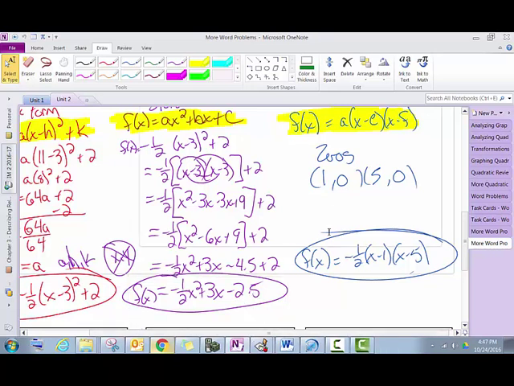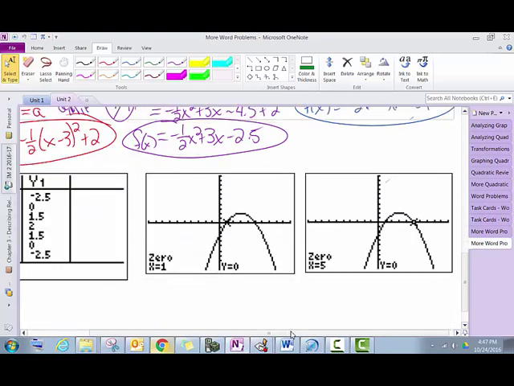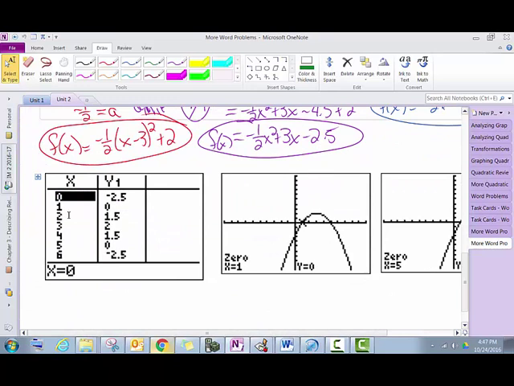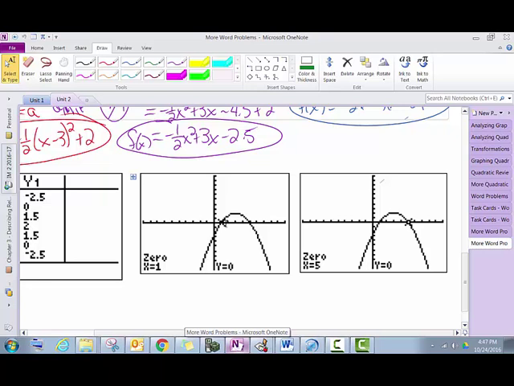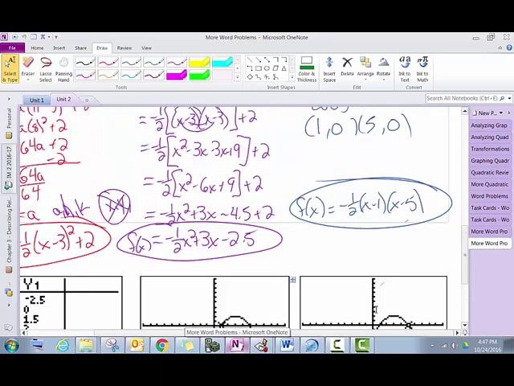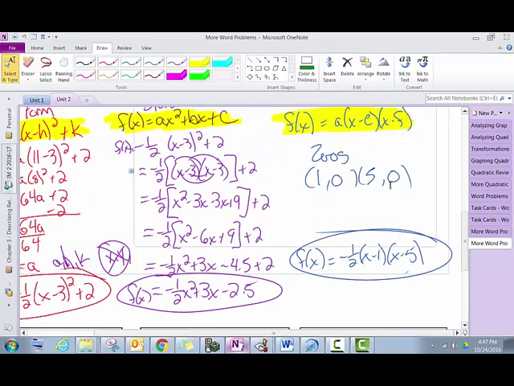Then to put it into factored form, well, I need the zeros. So if I looked at the table, I can see that 1 and 5 are zeros if I put in the equation, either this form or this form. Or I can graph it and see the zeros as well at 1, 0, and 5, 0. So my zeros are 1, 0, and 5, 0.